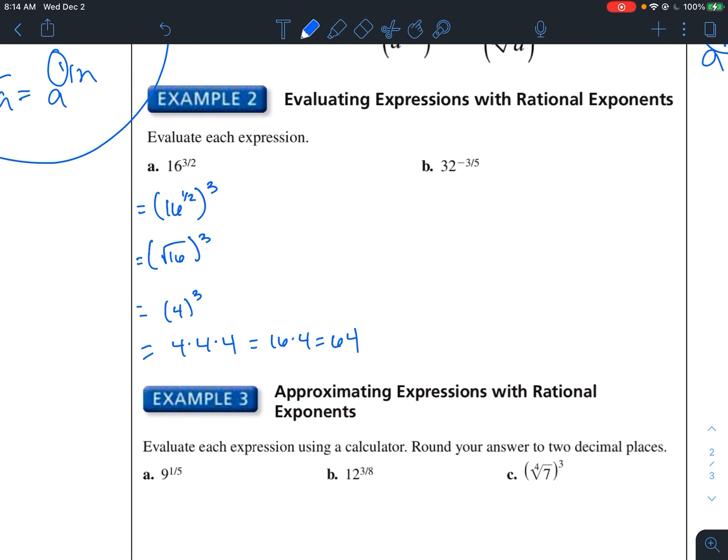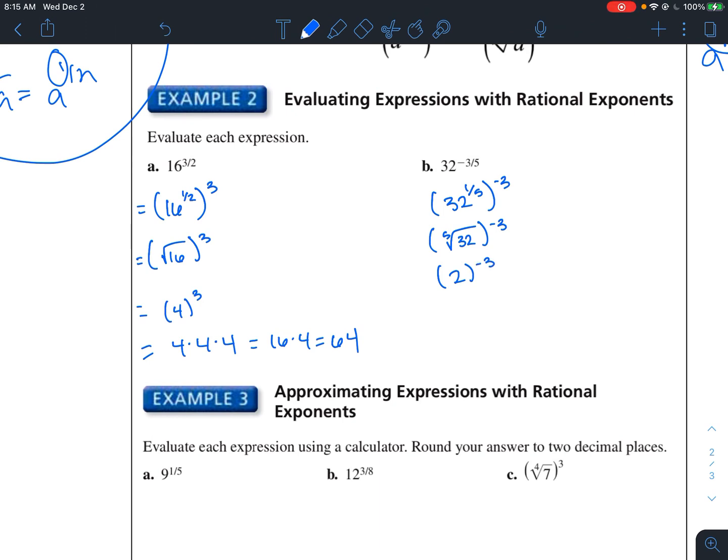For B, we have 32 to the negative 3 over 5. So I'm going to split this up. Now I have 32 to the 1/5 to the negative 3rd power. Now 32 to the 1/5 is the same thing as the 5th root of 32, raised to the negative 3. And I believe the 5th root of 32, so again you're trying to find one number multiplied by itself 5 times that equals 32, should be 2. Yeah, it's 2. So this will be 2 to the negative 3.